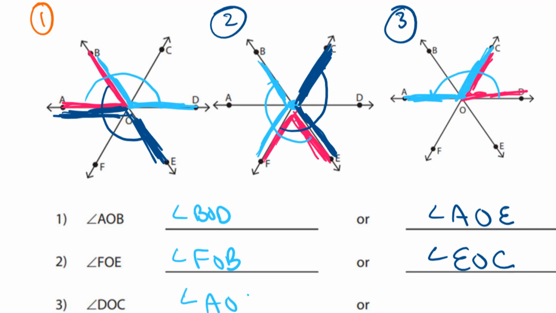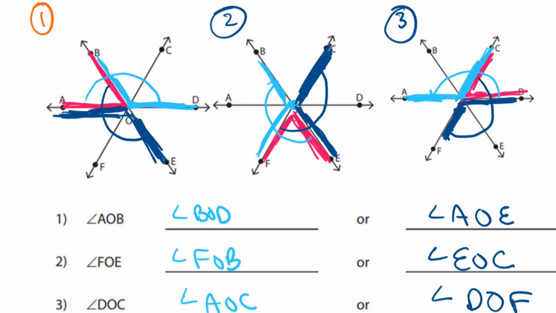So angle AOC. Now my other option, because for each one of these I'm going to have two options, I could start up here at C and then go all the way to where point F is. That will give me another option right there. That other angle could be angle DOF.